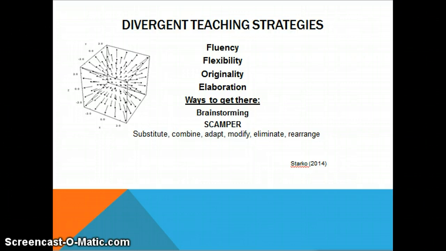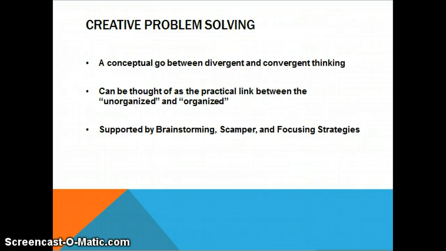These are based on Starko's textbook, which we've discussed earlier. And this describes a process where you take divergent teaching strategies and you pare them down to effective and concise solutions to a problem. That leads well into the next topic I wanted to talk about, which is creative problem solving. Creative problem solving we can think of as a go-between.